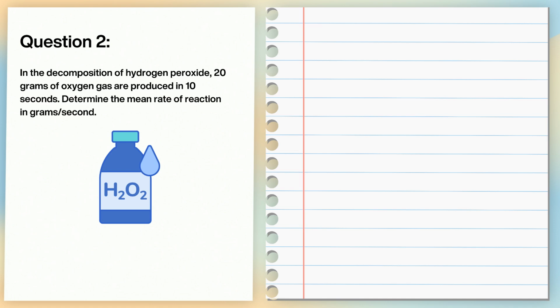Question 2. In the decomposition of hydrogen peroxide, 20 grams of oxygen gas are produced in 10 seconds. Determine the mean rate of reaction in grams per second. Pause here to have a go.